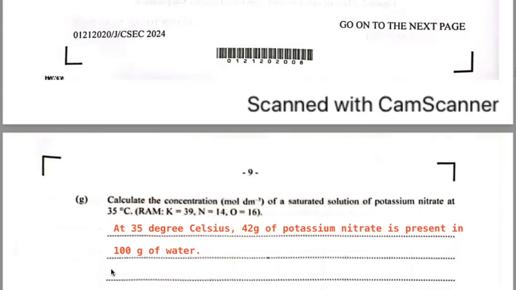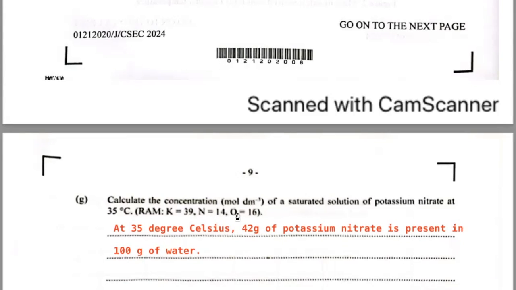All right, so we want the concentration, in mole per dm³ is what they want the concentration in. So let's see. We said 42 grams of potassium nitrate is present in 100 grams of water. Let's work on the 42 grams first. The RFM of potassium nitrate, we need to find that before we go any further because that will tell us how many moles we have present. So potassium nitrate, we're looking at 39 plus N, which is 14, so it's KNO3, oxygen, which is 16.